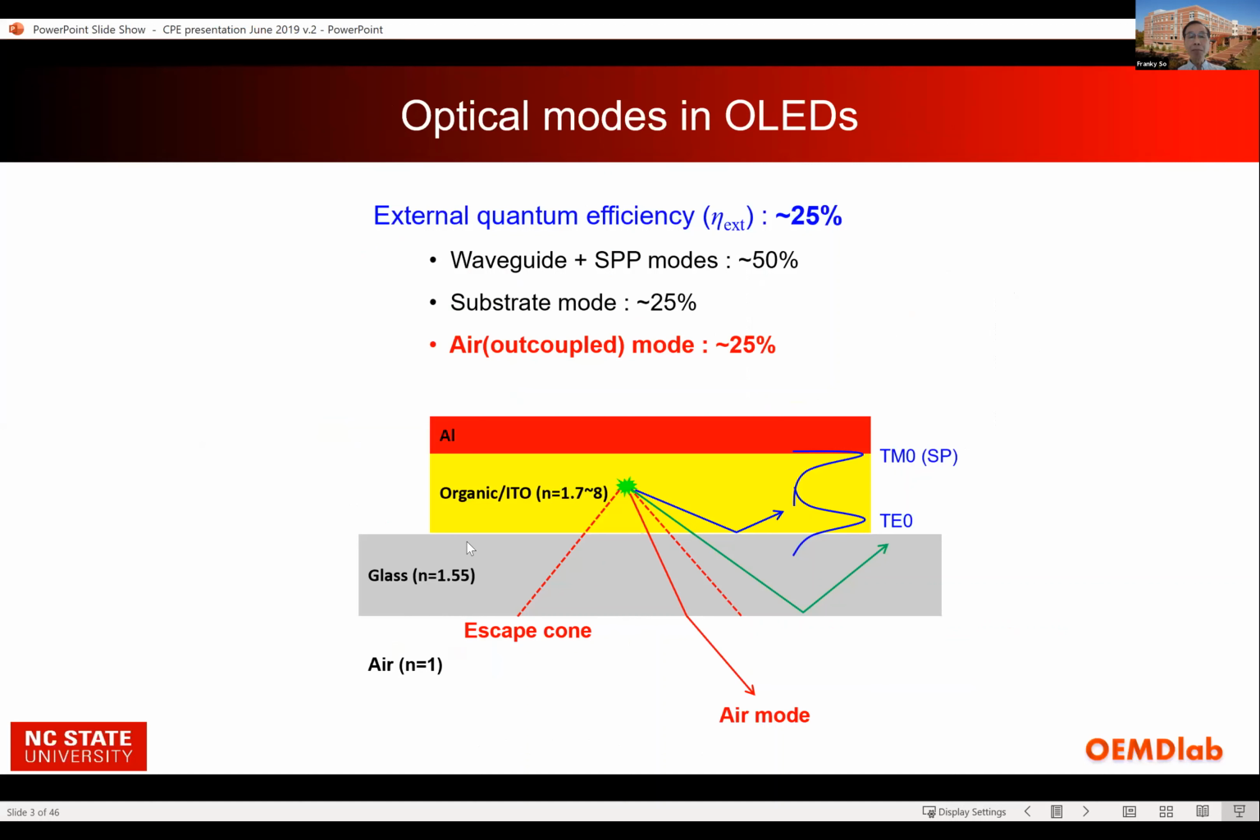You can regard an OLED as basically an asymmetric waveguide fabricated on a glass substrate with a stack of organic and ITO layers, which has a high refractive index, about 1.7 to 1.8. Because of the thin film presence, you have waveguide modes, both TE and TM waveguide modes, as well as the surface plasmon polariton mode. Typically with this structure, about 25% of the light is extracted, and the rest is trapped either in the substrate or in different optical modes.